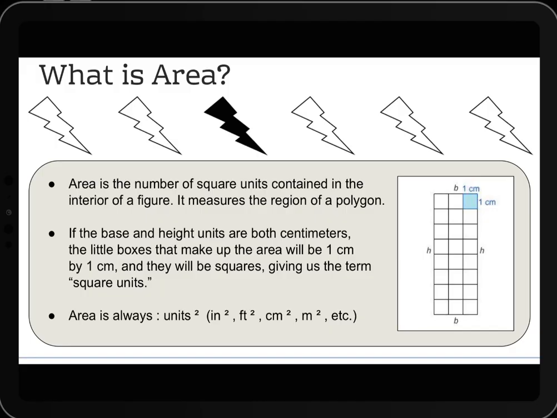So if both the base and the height are in the same units, the little boxes that make up the area will always be 1 by 1. That's what makes it a square unit as a result. That's what square unit actually means. How many of those 1 by 1s can we actually create inside of a figure? That's what we're looking at here. And remember, this is two-dimensional, not one-dimensional, right? What two-dimensional basically means in this context is it's not a linear measurement. That's why we have to square the units in that context.